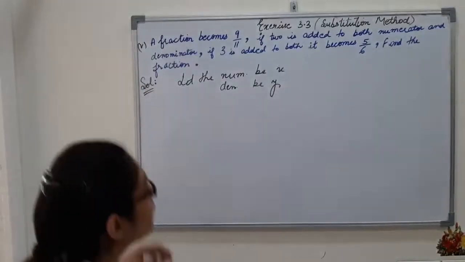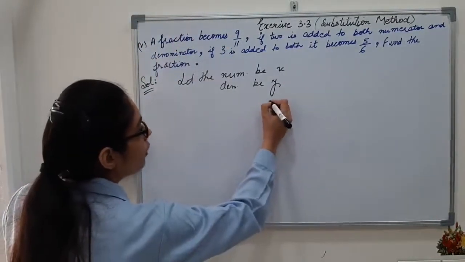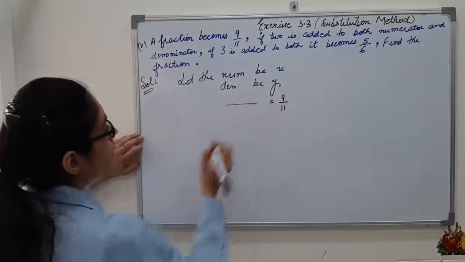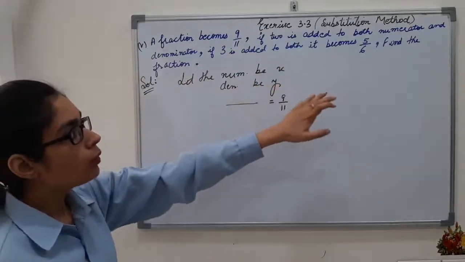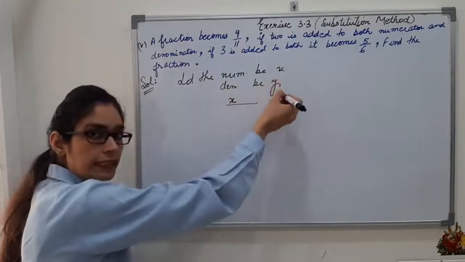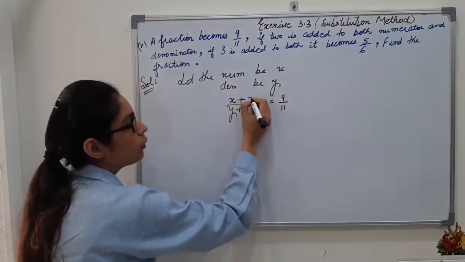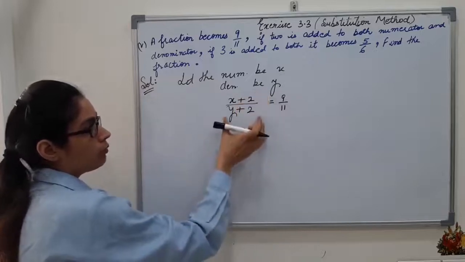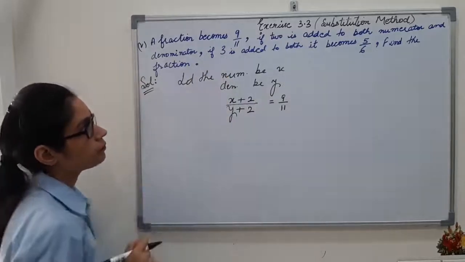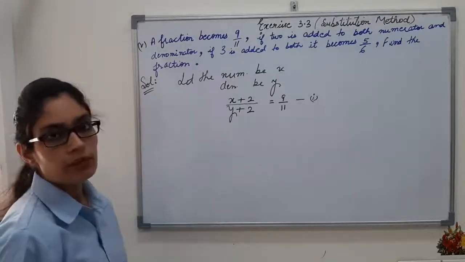So this is very simple now. A fraction becomes 9 by 11. So I'll just write this thing. What it is becoming, 9 by 11. Here also I will write in this way. If 2 is added to both numerator and denominator, so what is my numerator? It is x. What is my denominator? It is y. Now I am adding 2 to both, and my fraction will become 9 by 11. So this is my first equation. I have to simplify it.